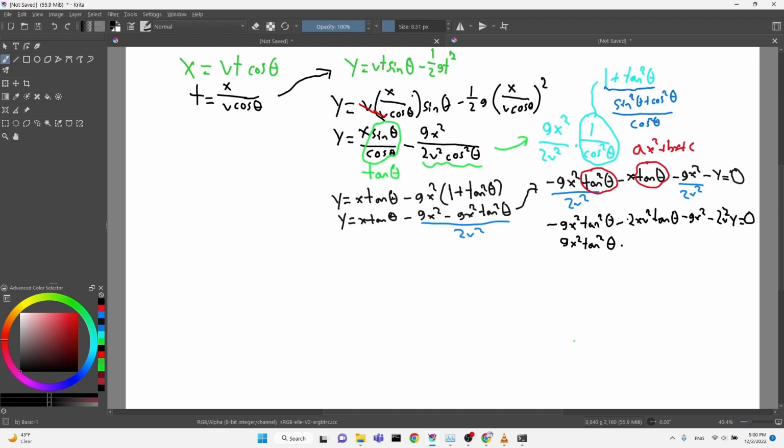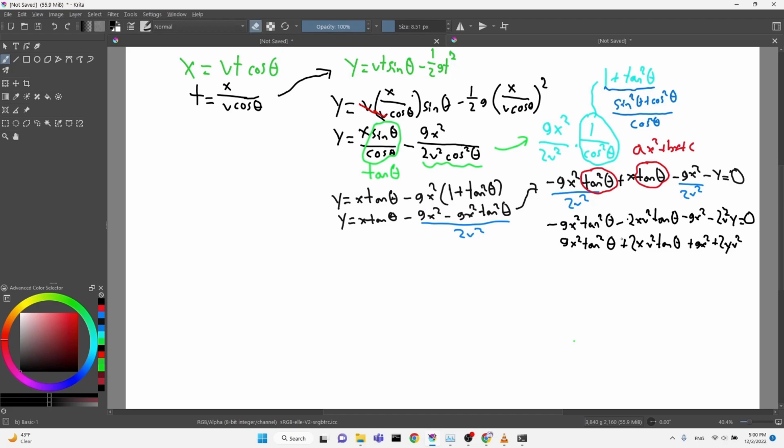Yeah, that's going to be a plus 2xv squared tangent theta plus gx squared plus 2yv squared. Alright, let's see. Oh, I made another oopsie. This is supposed to be a plus, right? I accidentally rewrote it wrongly. We have plus positive x tangent theta, and I accidentally wrote it as negative. You know, I'm not perfect, so I make a lot of mistakes.